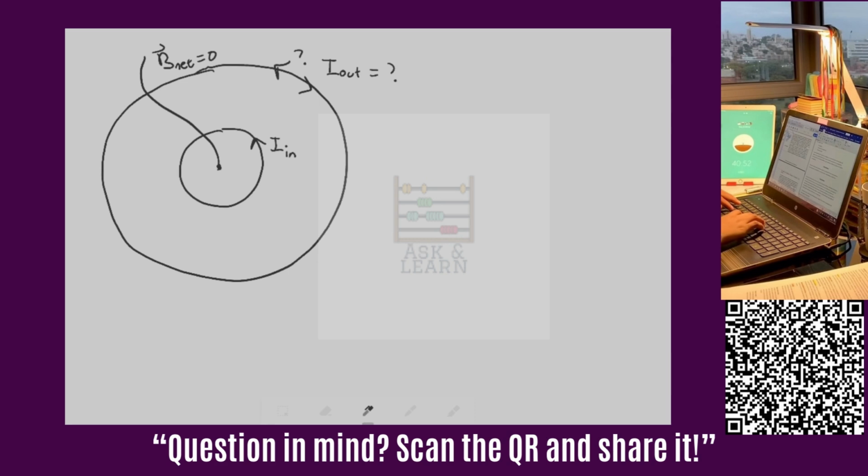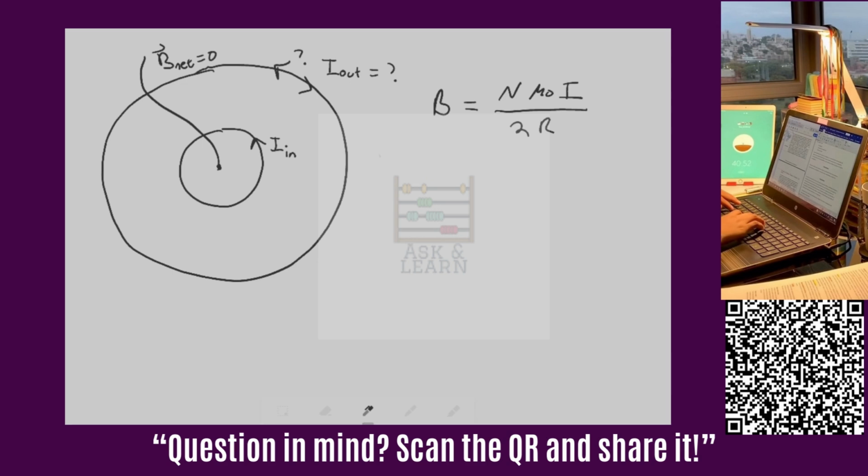Okay, so by definition, the magnetic field at the center of a circular coil of wire is given by N, the number of loops in that coil, times mu naught, times the current through that coil, divided by 2 times R, which is the radius, so how far we are from the center of the loop to the outside of the loop.